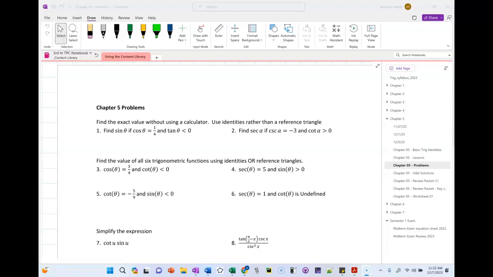Does anybody need the review packet that wasn't here when I passed it out? I'm just checking, because I don't remember if everyone was here when we talked about it. If you lose it, you can get an extra copy off the OneNote. Okay.